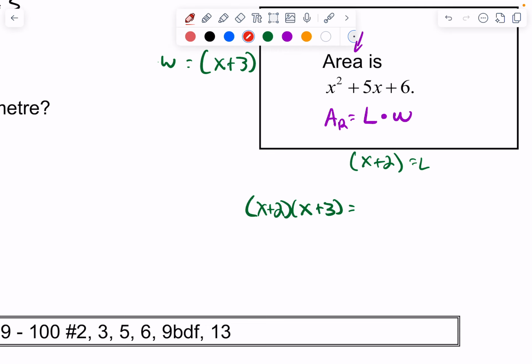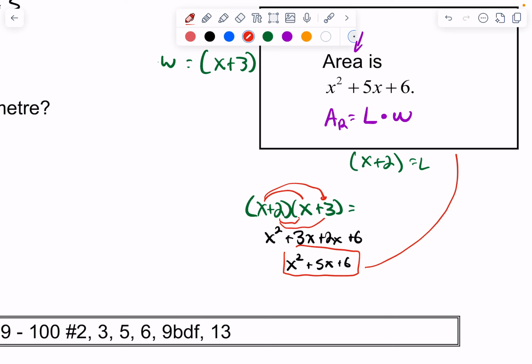Well, FOIL it out. So you'd get x squared, plus 3x, 2 times that, plus 2x, and then 2 times 3, plus 6. Collect your like terms, x squared plus 5x plus 6. And notice how this is indeed the same area expression. So that means this is the length and this is the width.